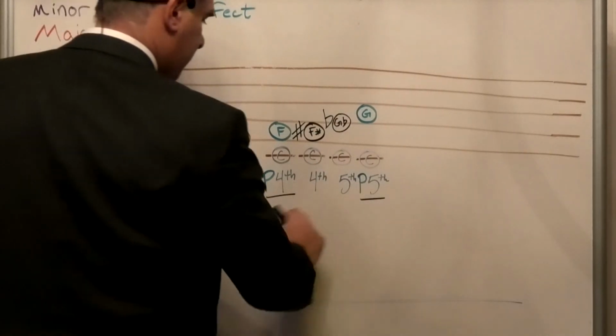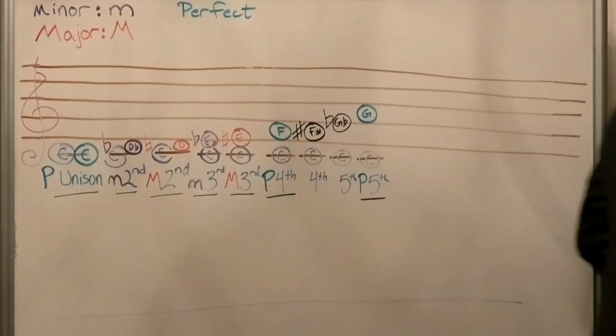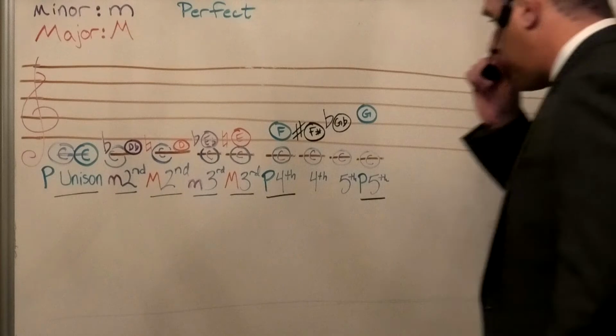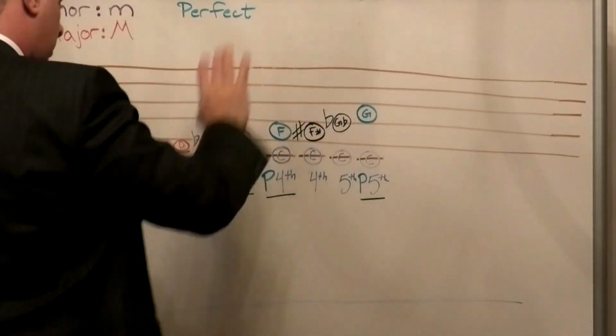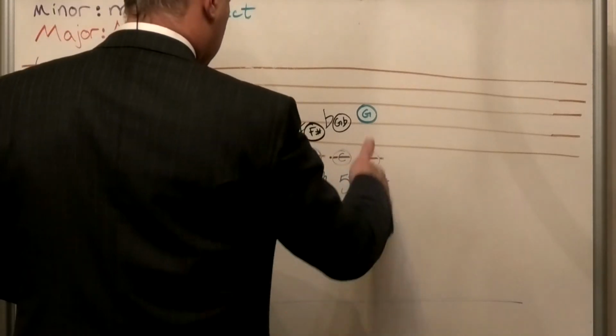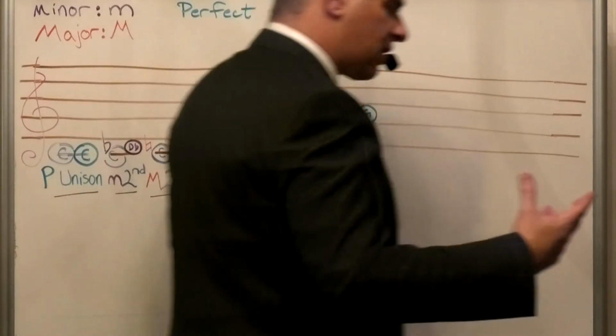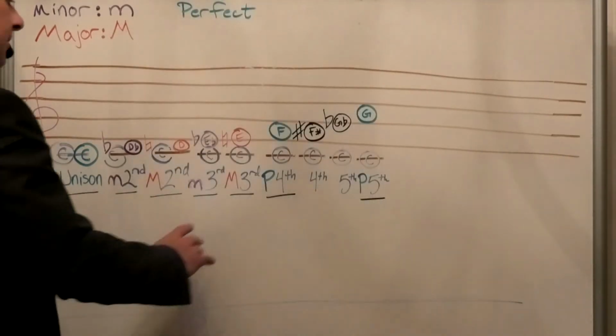Now, since we don't use major and minor for the fourths, fifths, or octaves or unisons, that's a perfect octave. We have to have some type of qualifier to say whether it's a wider interval or a narrower interval. So perfect, that's perfect. And it's a very hollow sound. You can hear that it's different from the thirds. It has to do with physics, and we'll look at that another time.